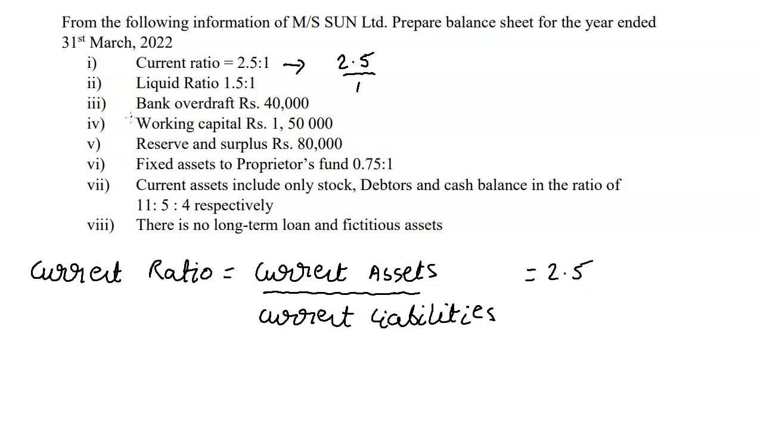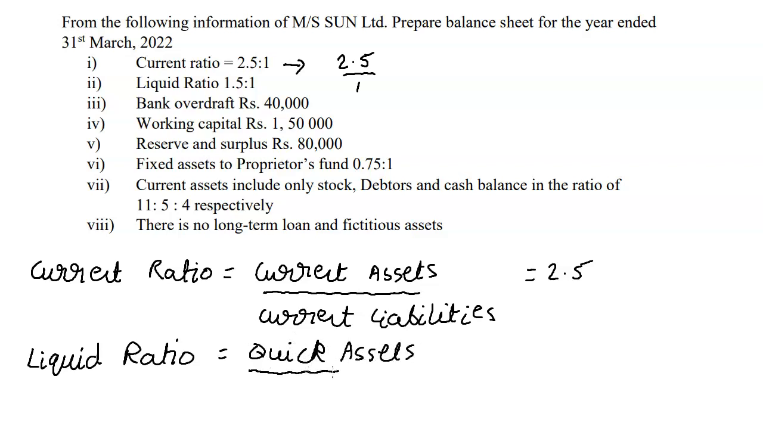And I'm going to follow that same logic for the liquid ratio. Remember, the liquid ratio, also called the quick ratio, also called the acid test ratio, is equal to quick assets upon quick liabilities. And we've been given that value as 1.5:1 or just 1.5.